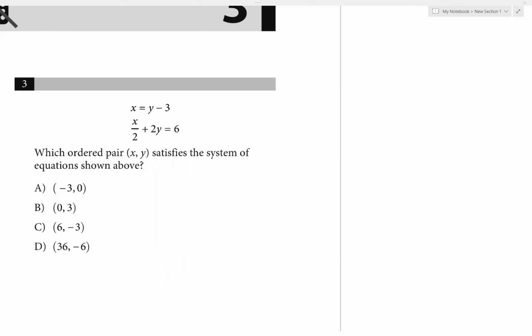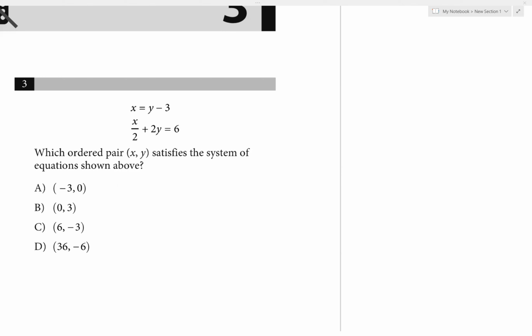Okay. For this question, what we could do is try the answer choices, right? Since we have all these answers, we know for each ordered pair, the first number is the x value, the second one is the y value. We could plug in, and then we do have to check both equations, making sure it works for both. So that's one way to do it. Or we could solve it algebraically as well. And so let's just solve it algebraically for this one.